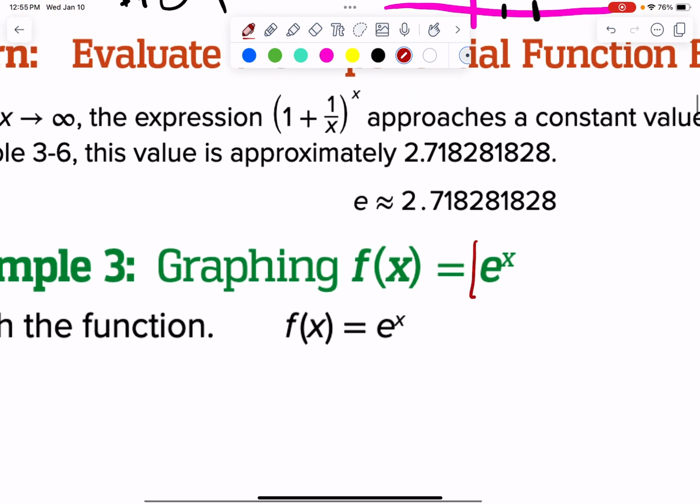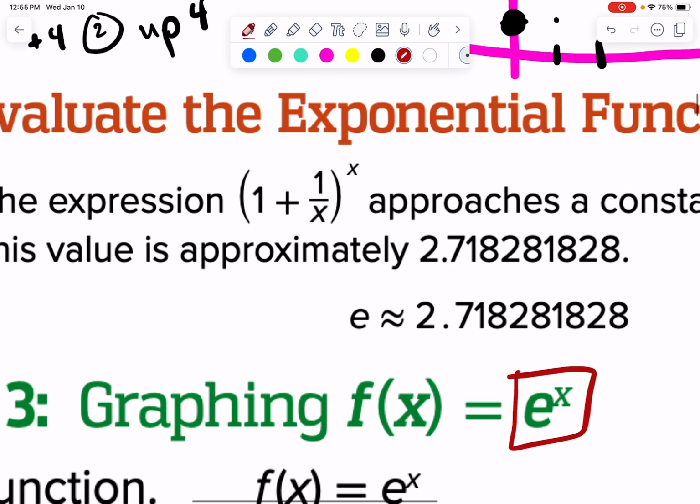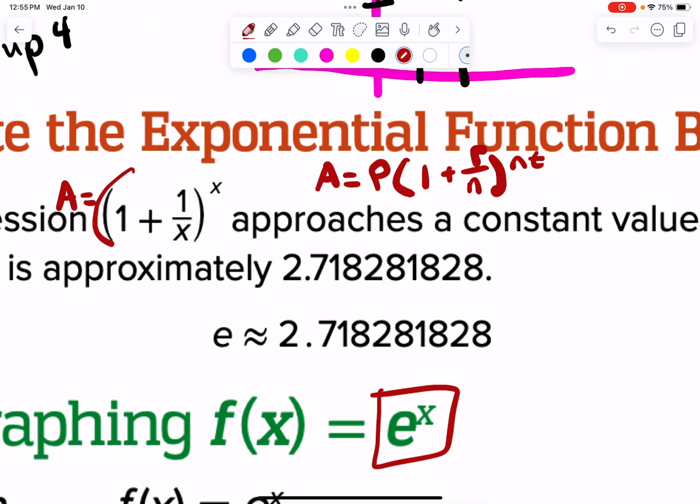Okay, e is a number that naturally occurs when you are doing compound interest. One of the formulas that we have for compounding interest, when we dumb it down, is A equals (1 plus 1 over x) to the x power. Really, compounding interest looks like this: P times (1 plus r over n) to the nt power. So basically, they've dumbed this down a little bit.